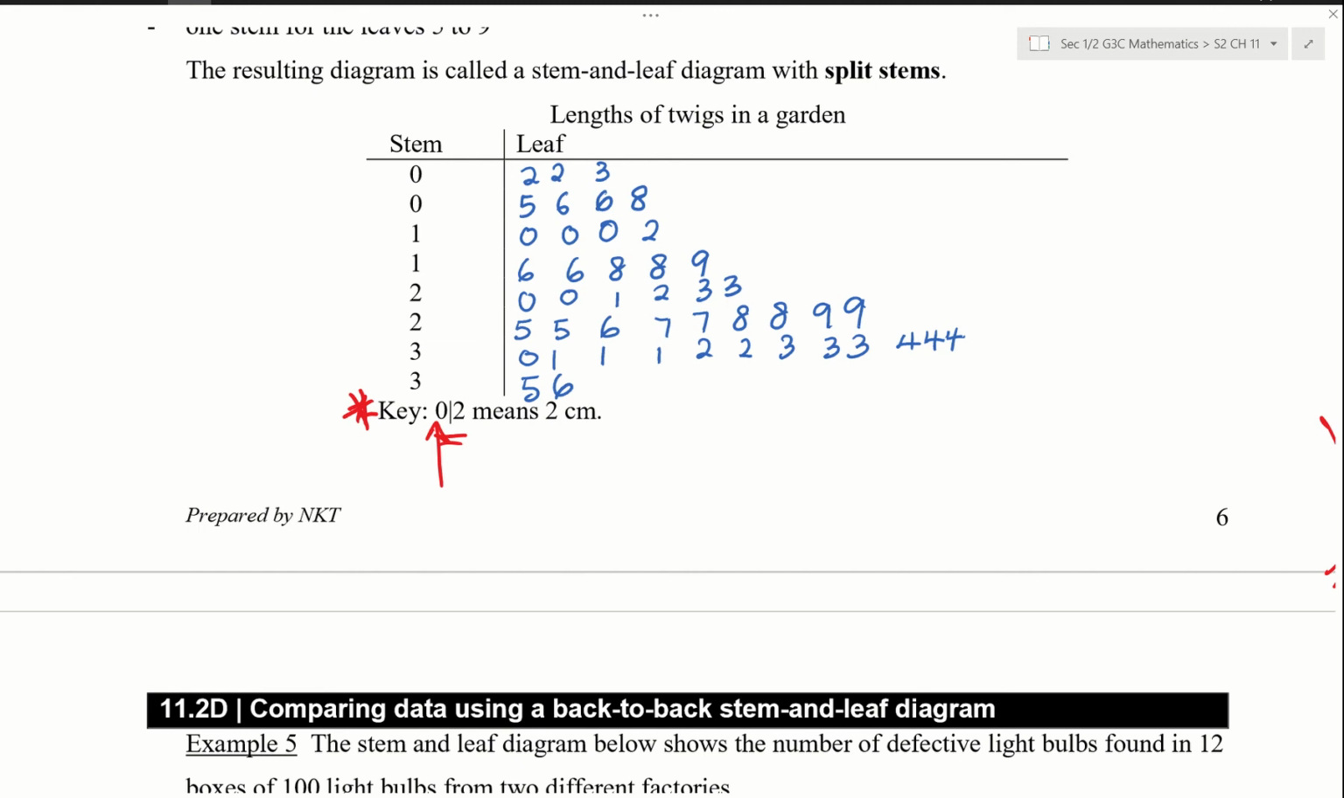So these, the first 1, 2, 3, 4, 5, 6, 7. The first 7 leaves, they are just representing single digit for the length of the twigs. After the first 7, then we got 10 cm, 10 cm, 10 cm, 12 cm.